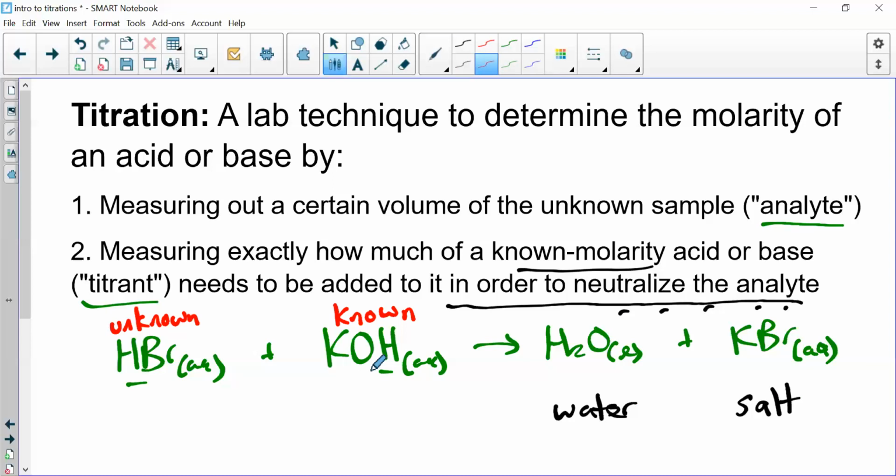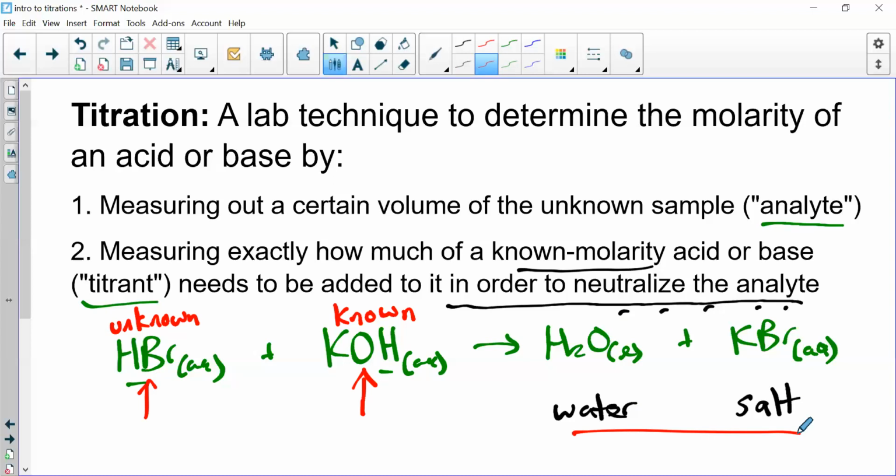However, you're now going to have tons of extra base. That's not what we want. We need to know the exact point where the acid is perfectly canceled out by the base and nothing remains on this side. The only thing remaining would be water and salt. Well, how can we know when that's going to happen?